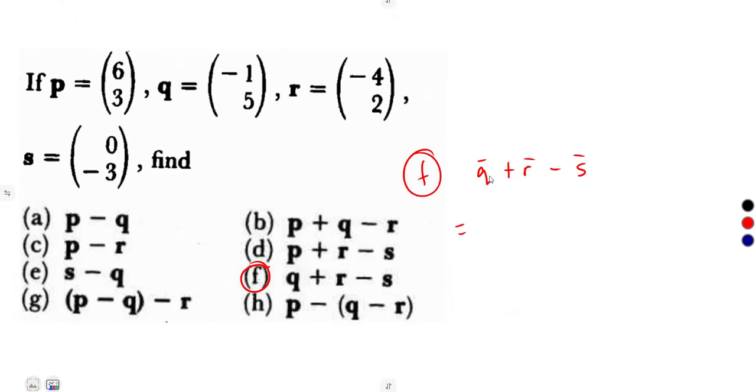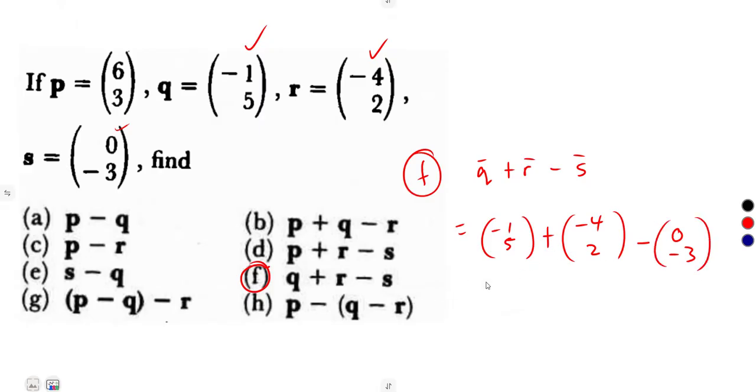So what we simply need is vector Q, all right, negative 1, 5. We add to vector R, minus 4, 2. Then we are going to subtract vector S, which is what? 0, minus 3 from what we are given. So this is simple mathematics. Add where you are adding, then subtract after that. You're done. So we are going to add these two. They are under addition. So combine these two first so that you properly see what you are dealing with.